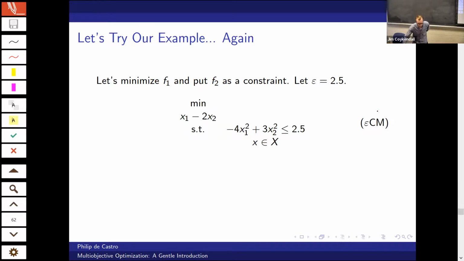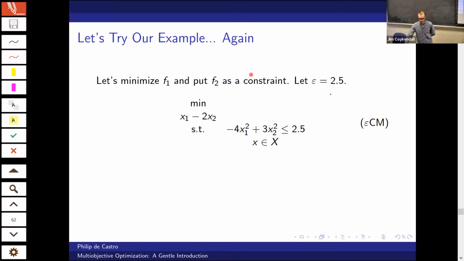Oh, I messed up the LaTeX here. So this x1 minus 2x2 should be right here next to the minimize, right? Because that's our objective function. So we're going to be minimizing x1 minus 2x2 subject to, right? We have our F2 is bounded above by 2.5, and then we have the rest of our constraints, the parabola, the upper bound, and all of that stuff.